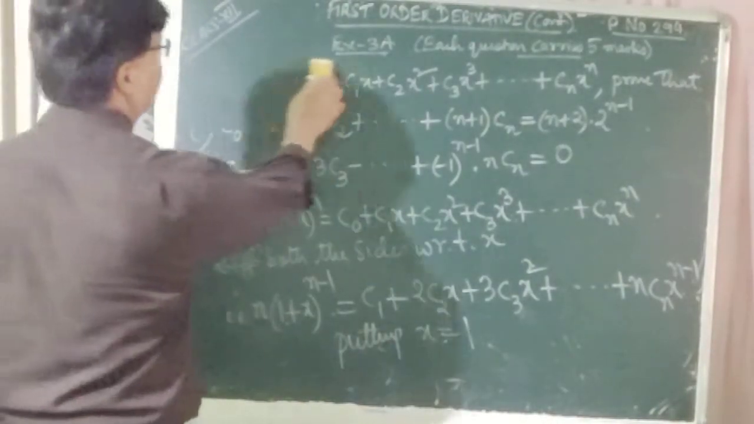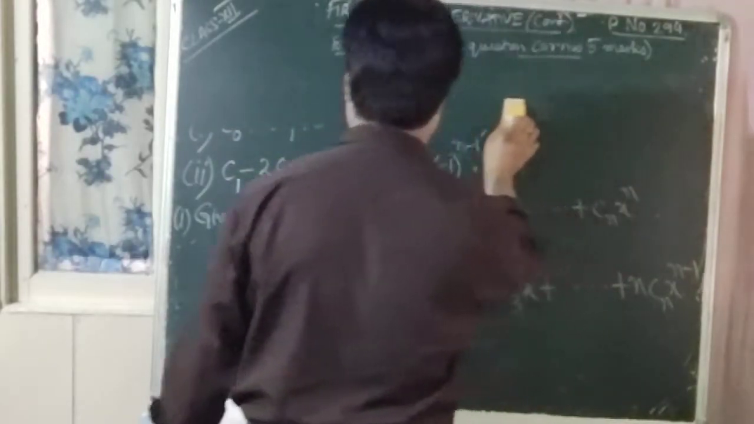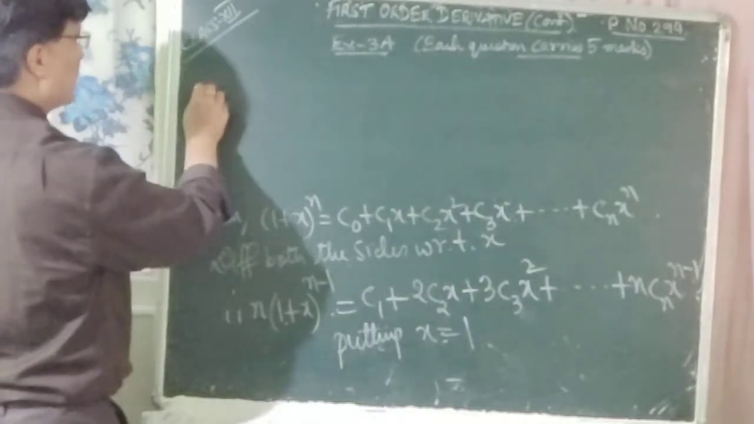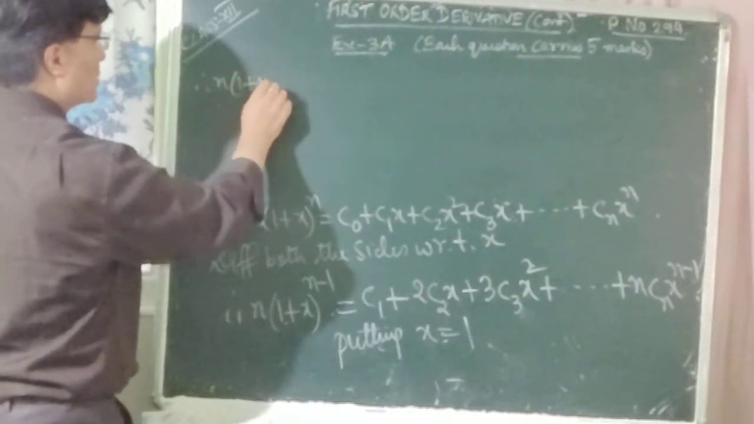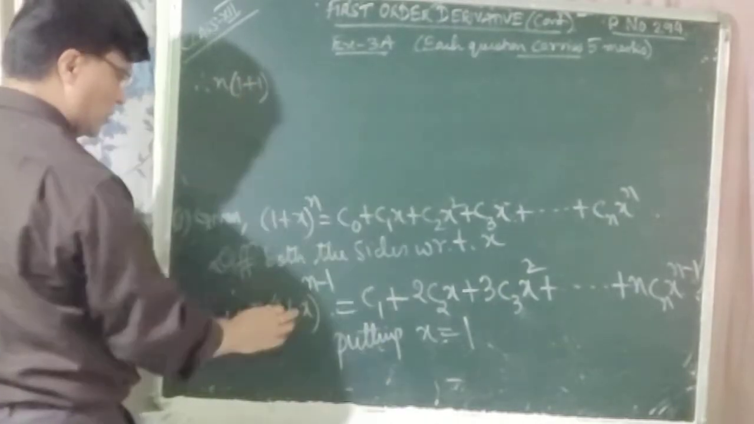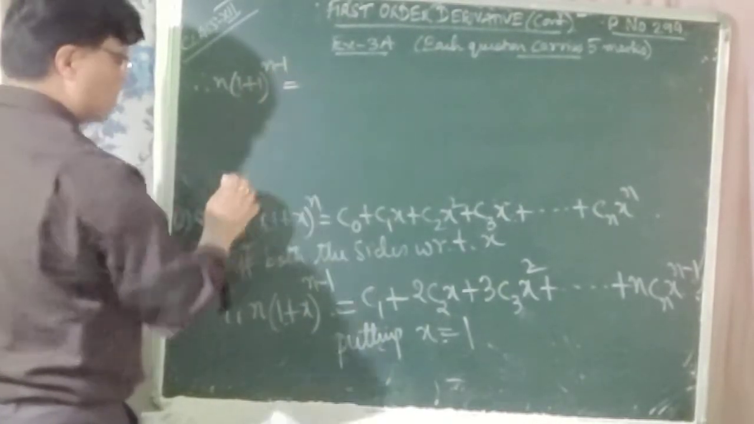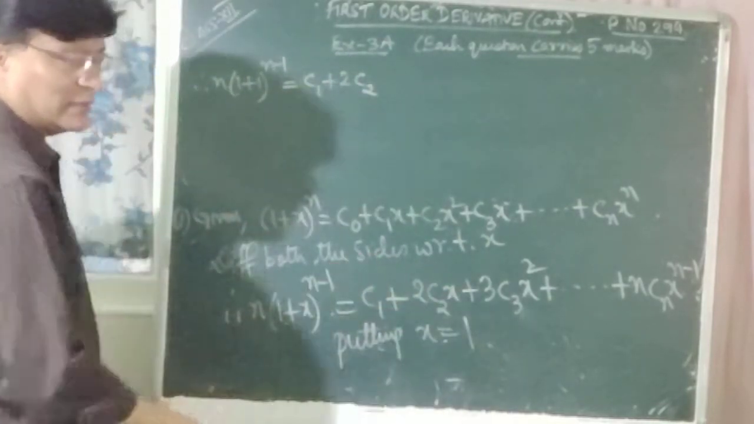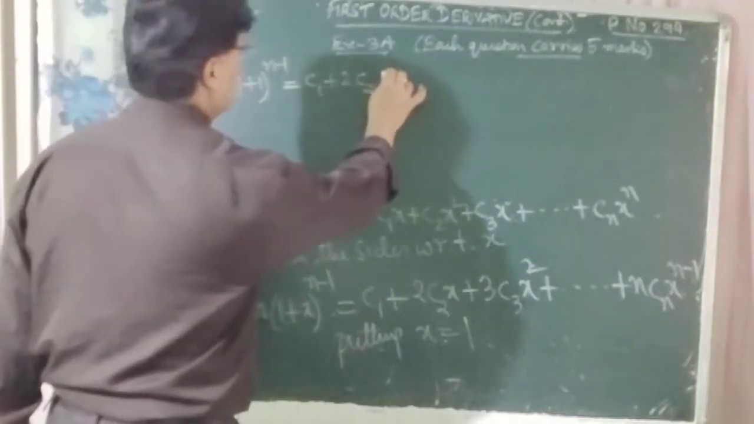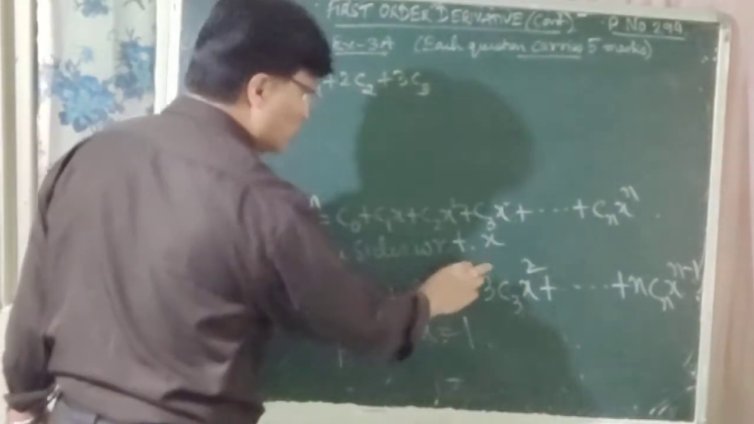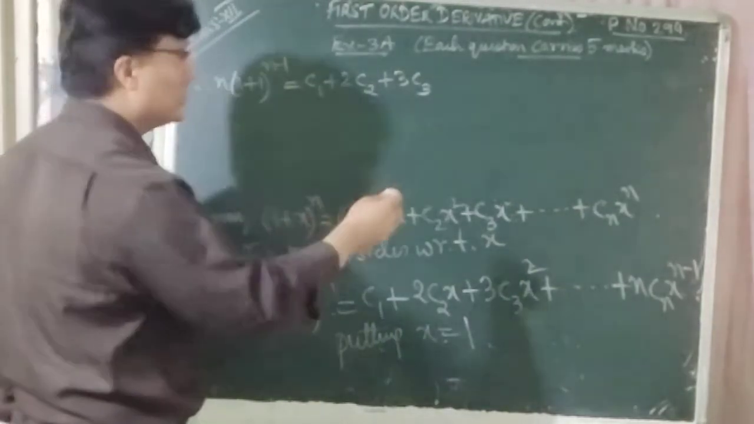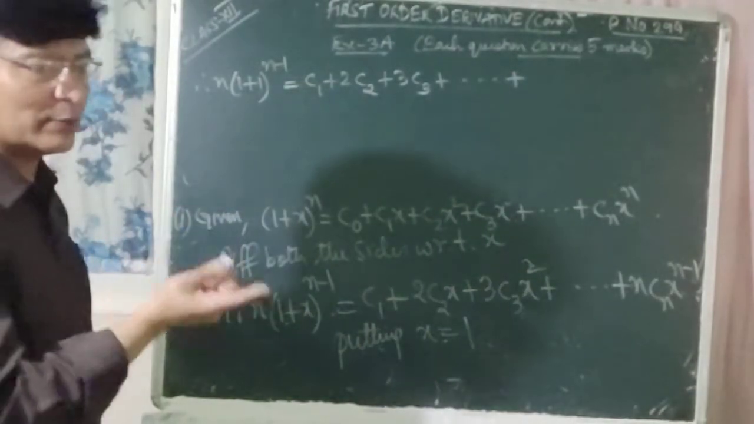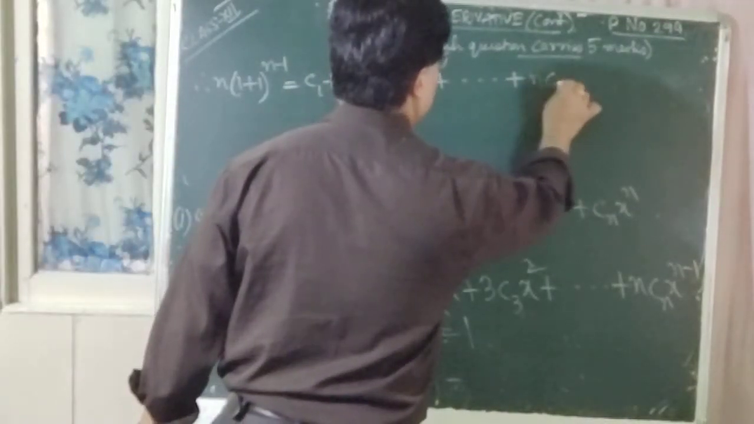So what do we get now? Putting x is equal to 1, what do we get? n into (1 plus 1) to the power n minus 1 is equal to c1 plus c2 into 1, that is 2c2, plus 3c3 into 1 whole square. What is 1 whole square? That is always 1, plus ... plus ncn into 1 to the power n minus 1. That is, it is ncn.